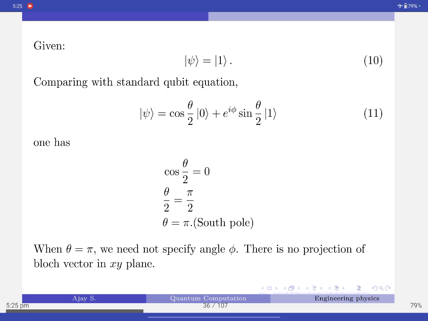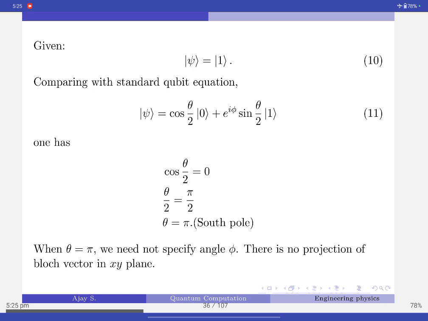Next, we consider psi is equal to ket 1. Again, comparing it with the standard qubit equation, comparing 10 and 11, we clearly see that there is no ket 0 in equation number 10. So cos theta by 2 has to be equal to 0 because that term isn't there, so that coefficient has to be 0. So cos theta by 2 equal to 0 implies theta by 2 is equal to pi by 2, or theta is equal to pi, which is the south pole of the sphere.